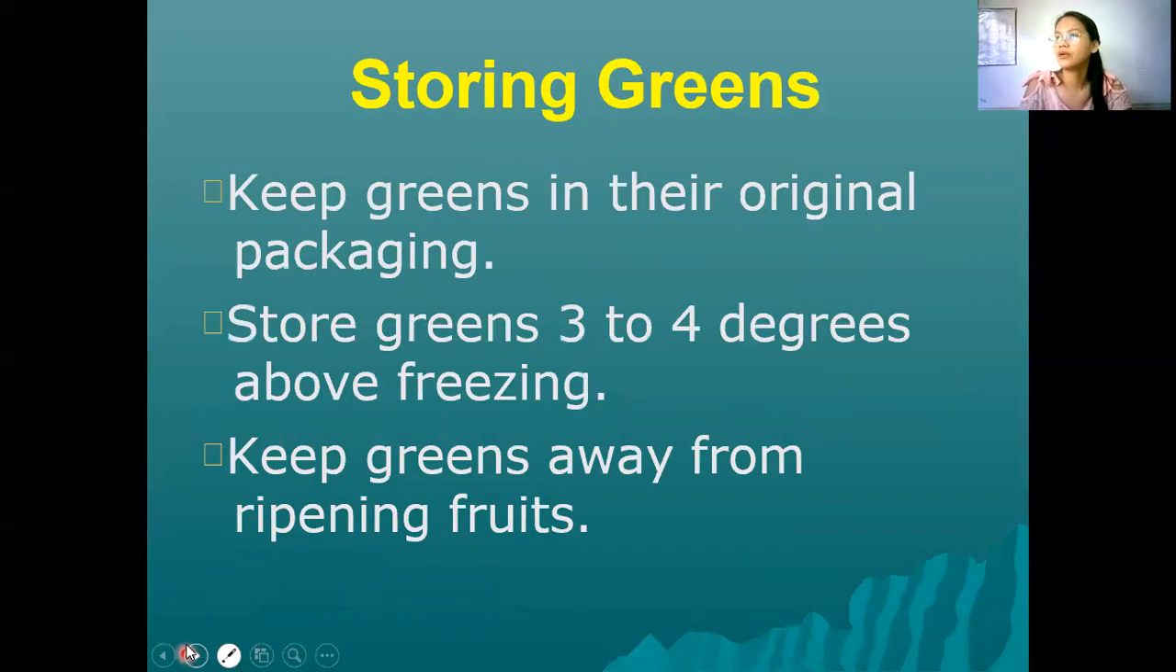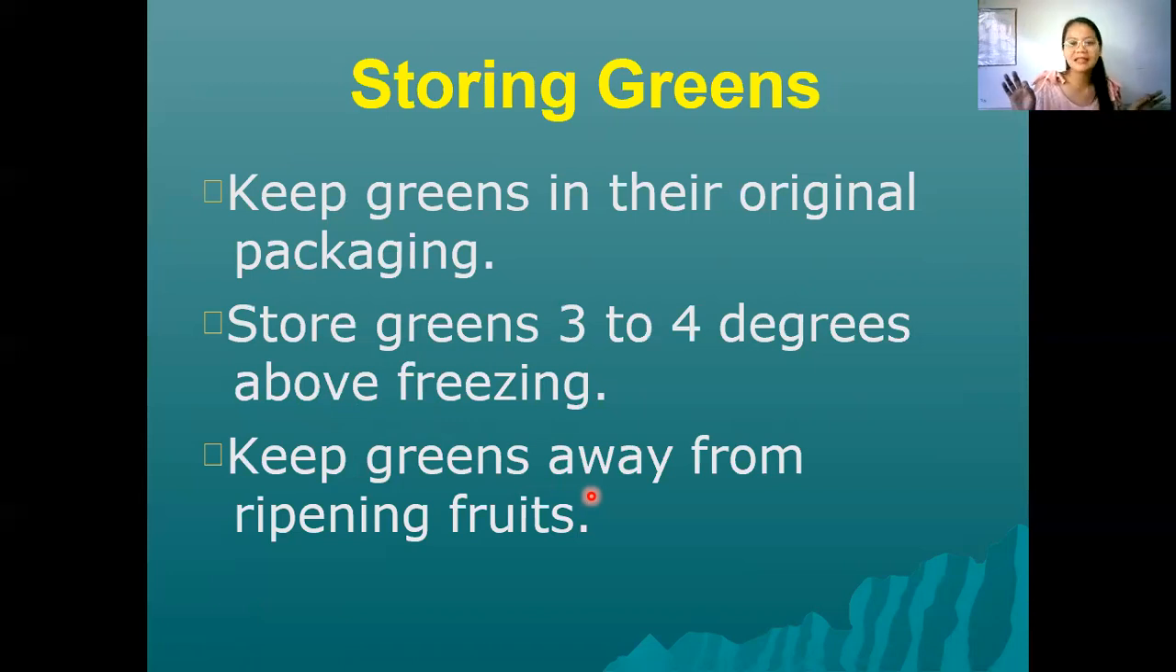For example, you are going to use that later on, so you could store the greens. In storing it, if you have not washed it yet, keep it in its original packaging. And then store greens 3 to 4 degrees above freezing, and keep greens away from ripening fruit. But if you have washed it already, one alternative is to dry it well. And then when you have dried the greens, you put it in the Ziploc.